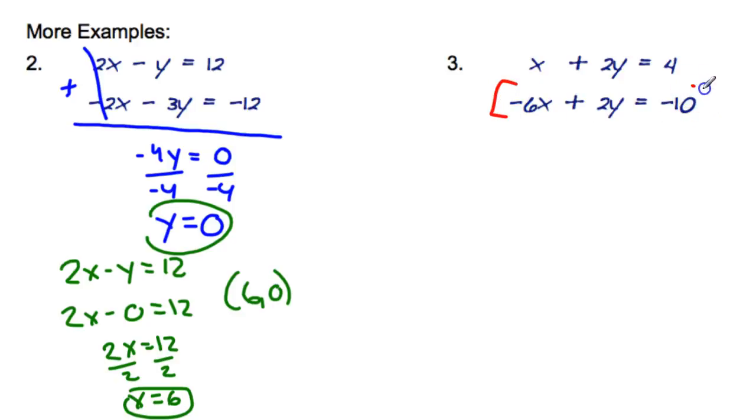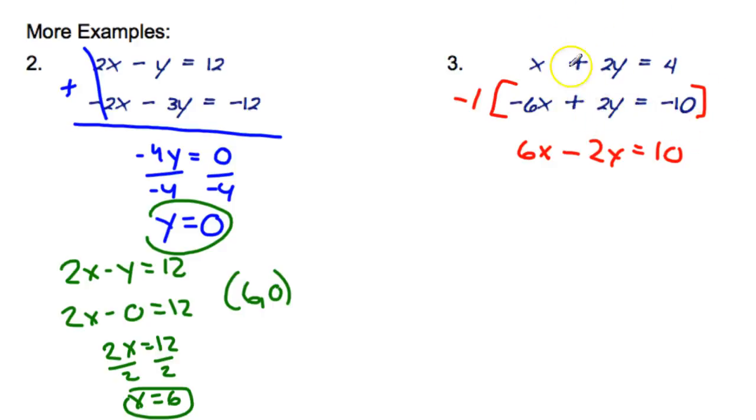Put a little bracket. Yep. I'm going to multiply by negative 1. And let's see what happens. Negative 1 times negative 6x becomes 6x. Negative 1 times 2y becomes minus 2y. And negative 1 times negative 10 becomes a positive 10. All right, so when you do this, you got to make sure you multiply it by all three terms. Not just these two, all three.